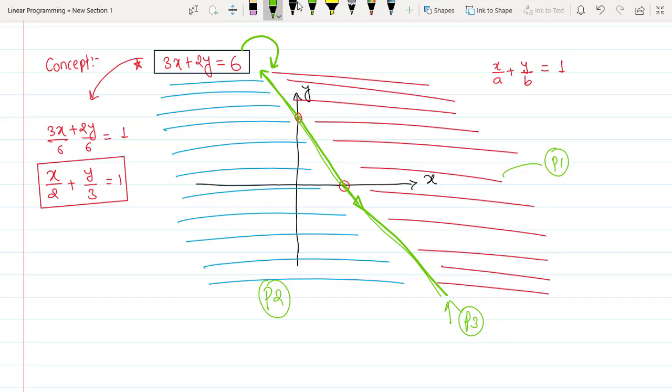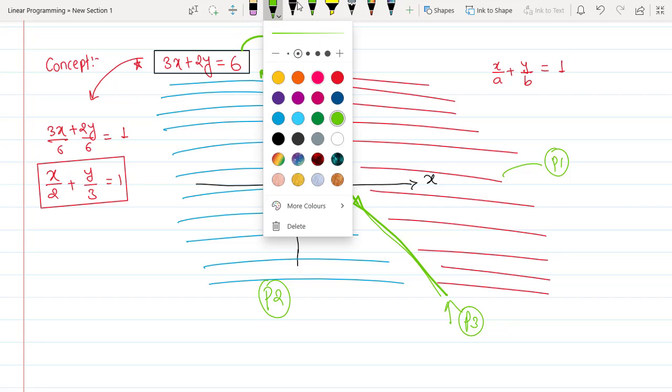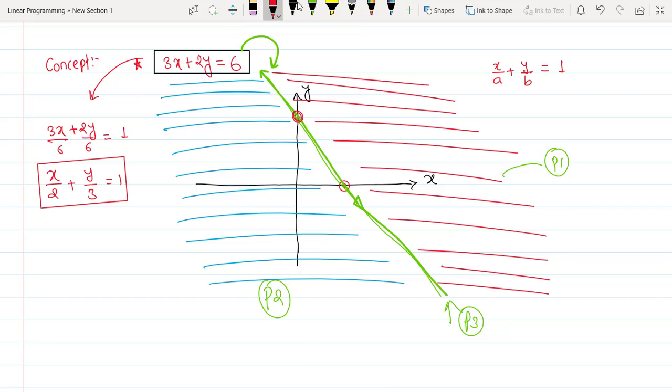So what is the solution set? Where does the solution set lie for this given equation, 3x plus 2y is equal to 6? Solution set means, again I am telling you the same thing, the values of x and y which satisfy the given equation. These are the solution set, lying on the line itself. These are 2 points lying on the line. So for the given equation, the solution set always lies on the line.